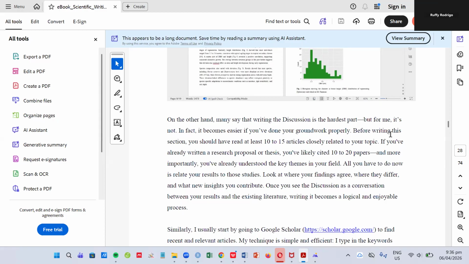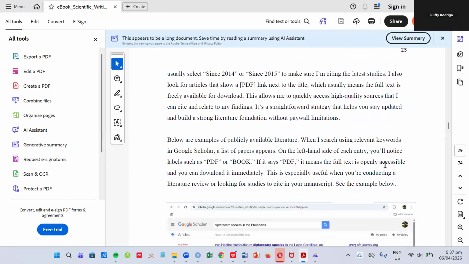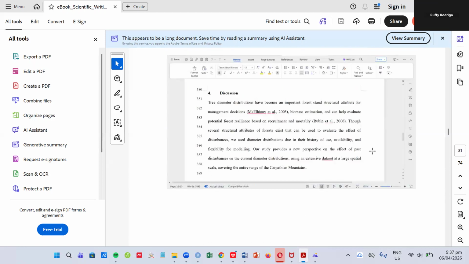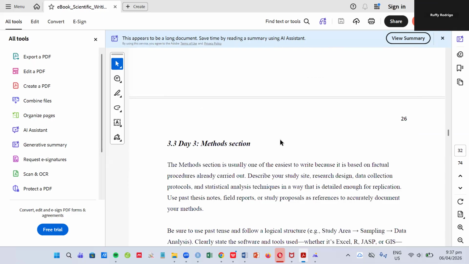So it's now easy for you to connect the dots between your results and other papers, like 10 to 20 papers. Literally you read, I don't know, hundreds or 10, 20 articles for your literature review. So basically you've done your assignment already, and then it will usually be easy to discuss your results. After that comes the discussion, and then on day three, the methods section.